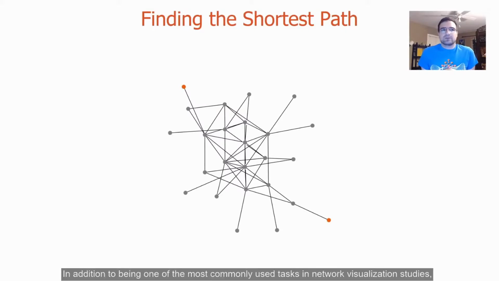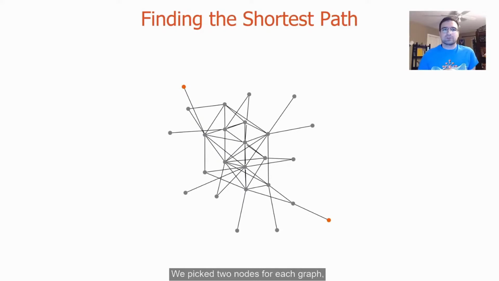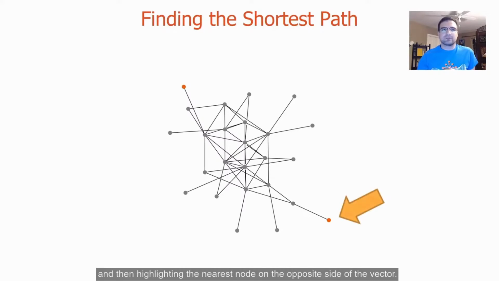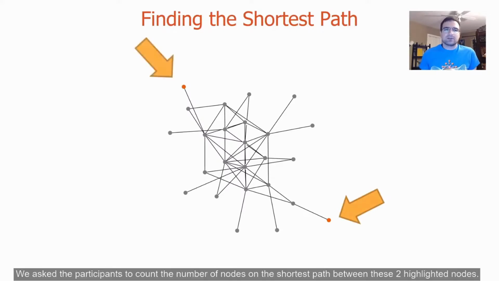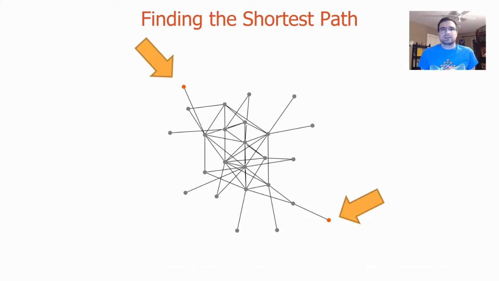In addition to being one of the most commonly used tasks in network visualization studies, finding the shortest path is also proven to be effectively performed on node link diagrams. We picked 2 nodes for each graph by selecting the node furthest away from the center of the diagram, and then highlighting the nearest node on the opposite side of the vector. We asked the participants to count the number of nodes on the shortest path between these 2 highlighted nodes.